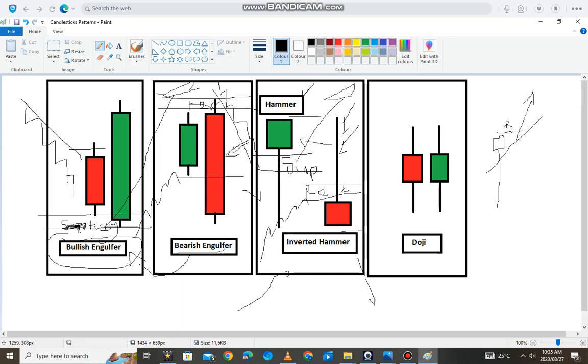Same thing if the market is pushing to the downside and we see this inverted hammer here, this is a huge indication that the market is about to continue pushing to the downside. So you can go ahead and place a sell trade here because this is a huge indication that the market is about to continue pushing to the downside. So these are hammer and inverted hammer.